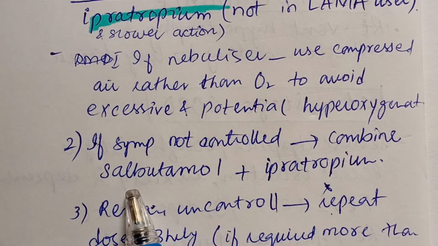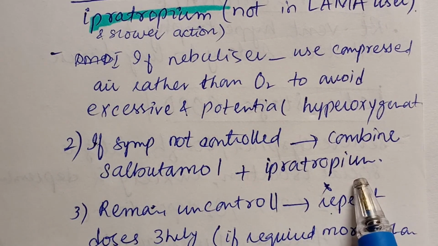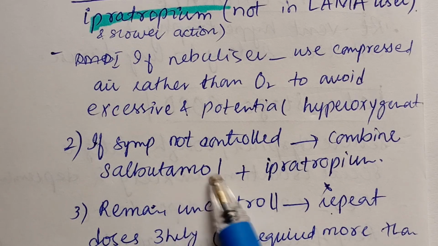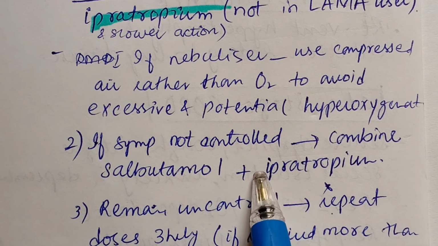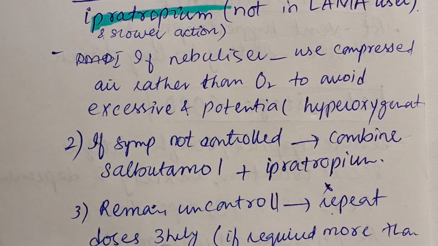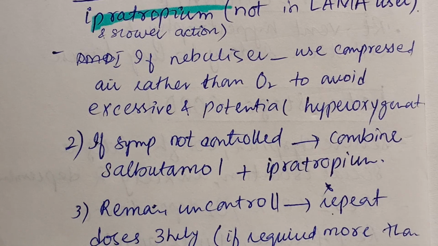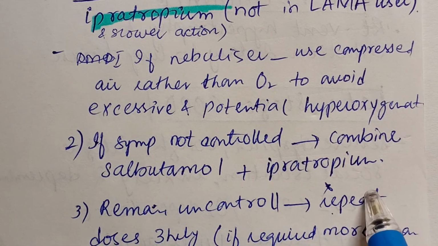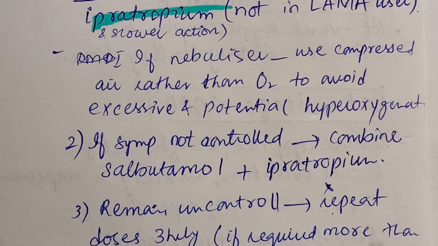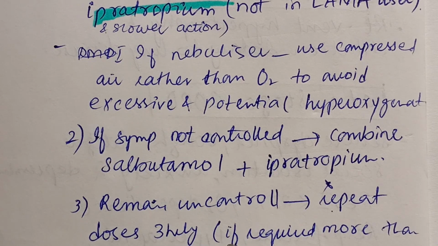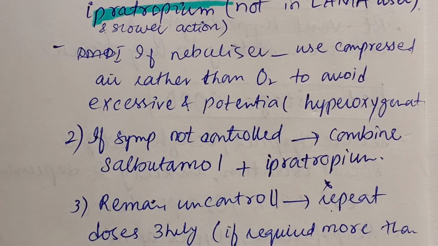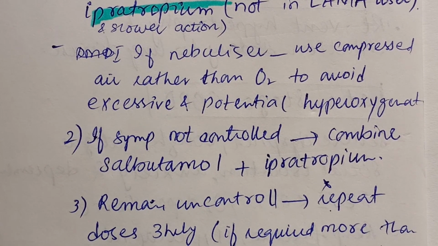the patient can combine salbutamol and ipratropium. The combined effect would be able to control the symptoms. But if the symptoms are still not controlled, and the patient is not responding to the combined therapy of salbutamol and ipratropium, we are going to repeat the doses. If the symptoms remain uncontrolled, the doses can be repeated 3 hourly. But if the doses are required at less than a 3 hourly gap, then we have to seek medical attention.